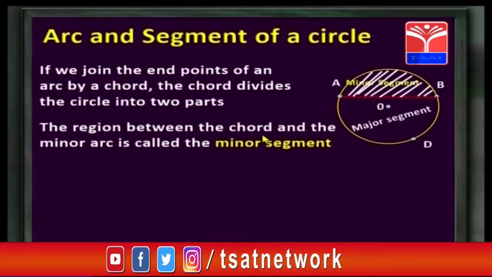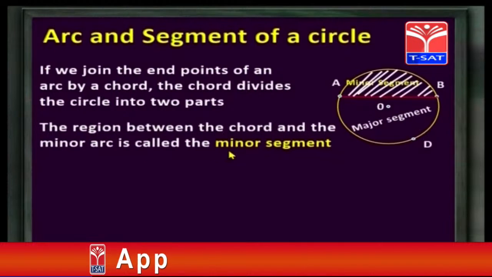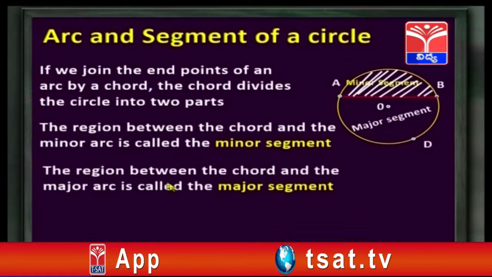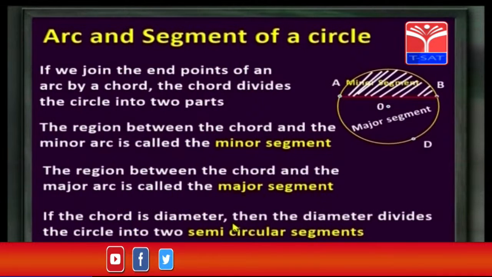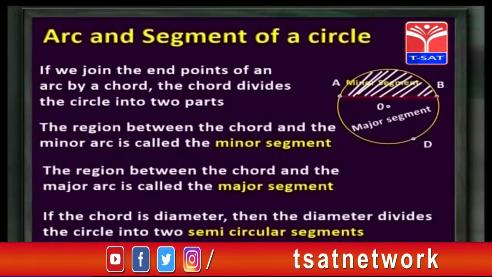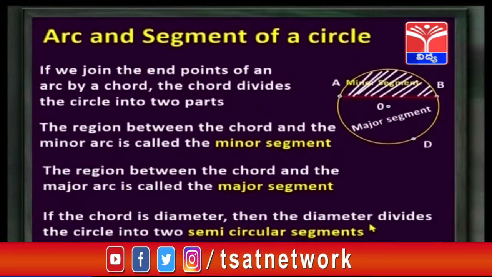The region between the chord and the minor arc is called the minor segment, and the region between the chord and the major arc is called the major segment. If the chord is a diameter, then the diameter divides the circle into 2 semicircular segments.